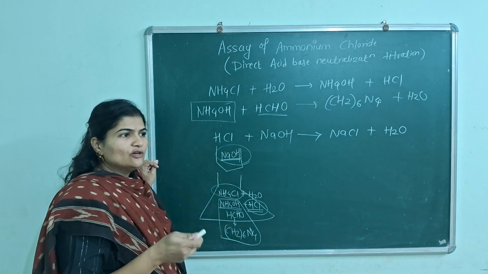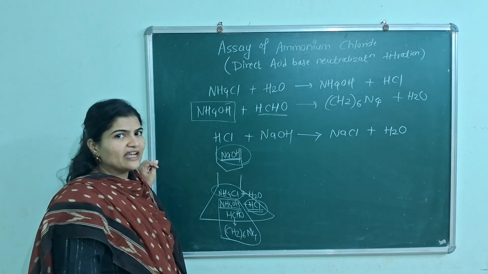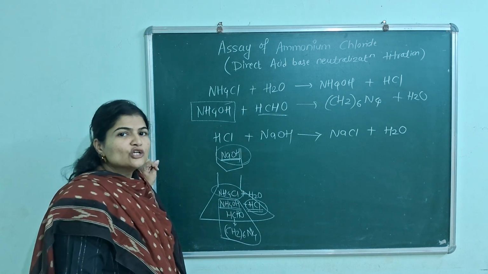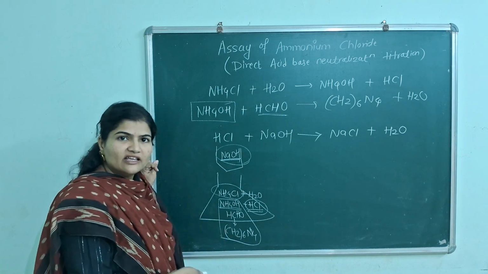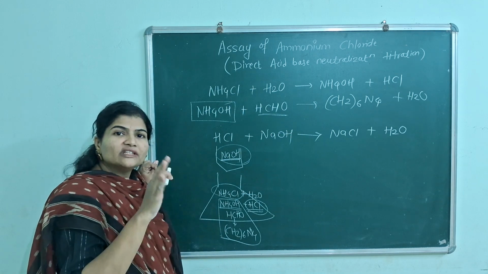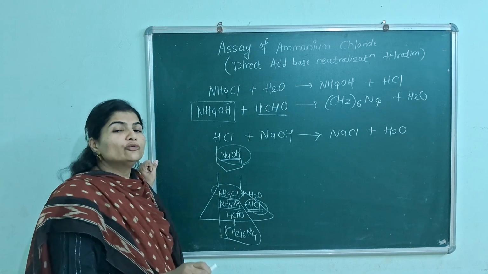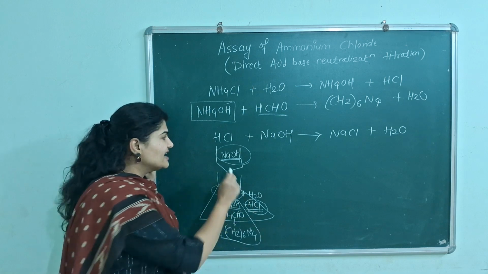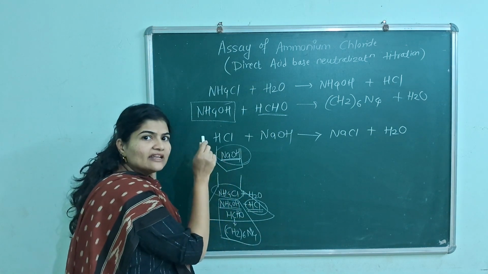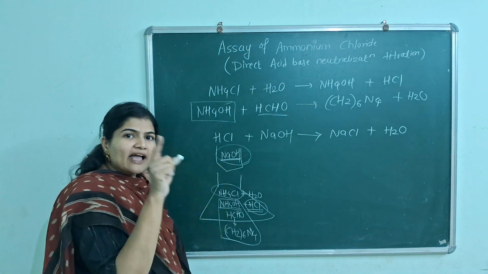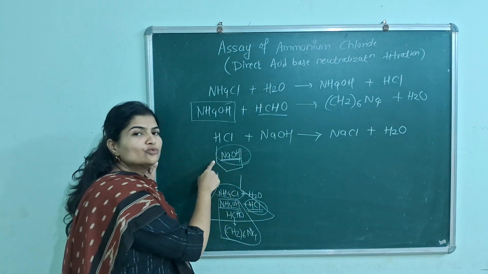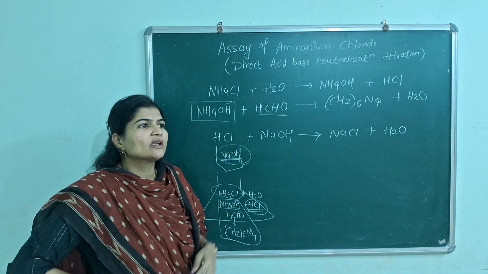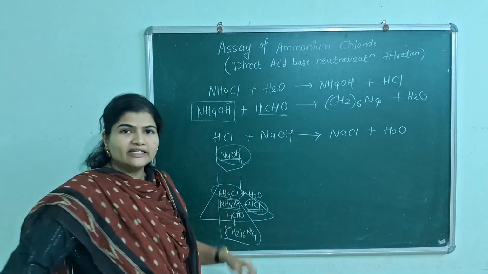Now when we are using NaOH as a titrant, it has to be a standard solution, and NaOH is a secondary standard substance. So first we have to standardize the NaOH solution. Either you do it with potassium hydrogen phthalate or you do it with oxalic acid. Whatever way, you first standardize the NaOH solution, and then after knowing its actual concentration, you use it for the assay.